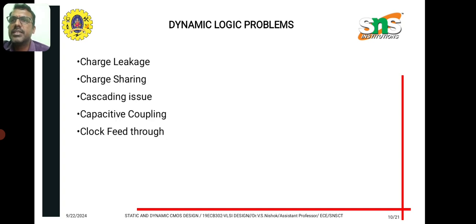Coming to the disadvantages, we have several disadvantages under this dynamic logic circuit. That starts with charge leakage in the path, charge sharing in the path, and the cascading issue. If we cascade more stages, then we will have a degraded output. That is the main disadvantage of this dynamic logic circuit. And also capacitive coupling, clock feed through, and the clock is mandatory. These are the several disadvantages that come under the category of dynamic logic circuits.